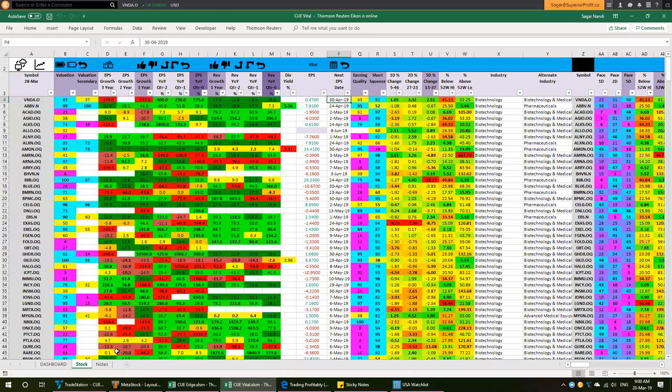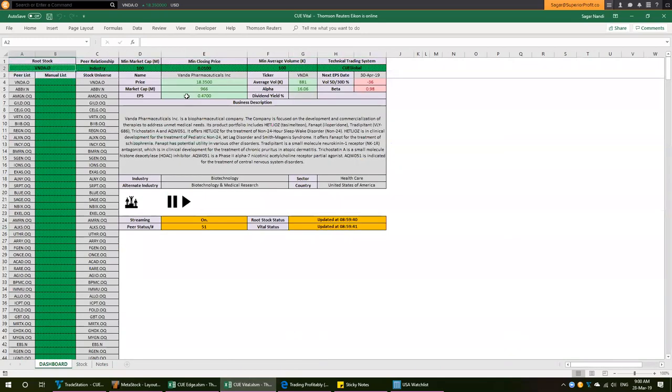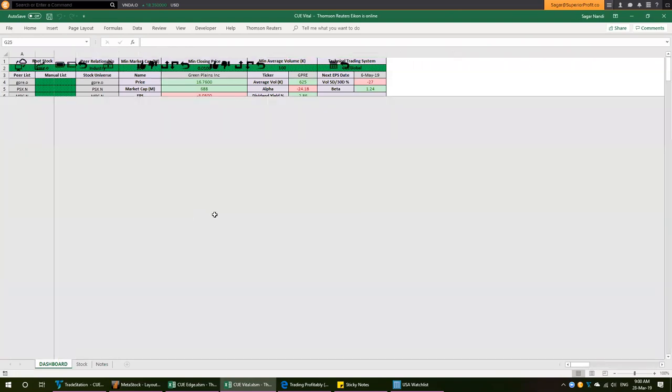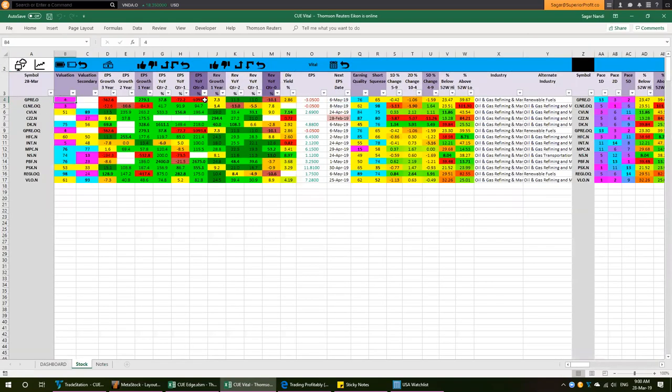Before ending, just look at the fundamentals of GPRE, GPRE.O. In oil and gas refining and marketing industry, retrieving the stocks data, calculating vital statistics, done. Overvalued stock with negative earnings growth. You can see the pattern. For shorting opportunities, we are looking for overvalued stock, negative earnings growth, low risk technical trade setup, and we would like to have weak industry. This is oil and gas refining and marketing.